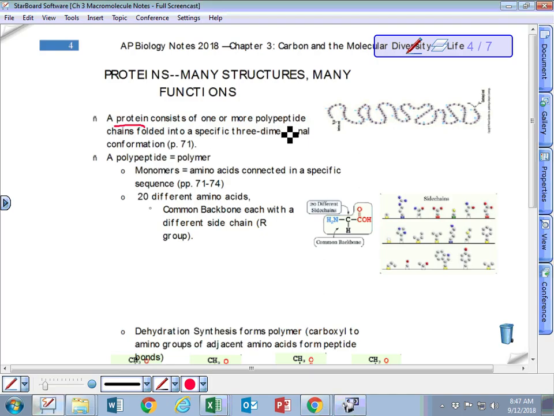Okay. First of all, protein and polypeptide. They're kind of synonyms. Polypeptide just means a chain of amino acids. Amino acids are the monomers of proteins. The only difference is that some proteins can be like 3 or 4 polypeptides put together, but for our purposes, really, they're the same thing. So, the polypeptide is the polymer. The monomers are amino acids.